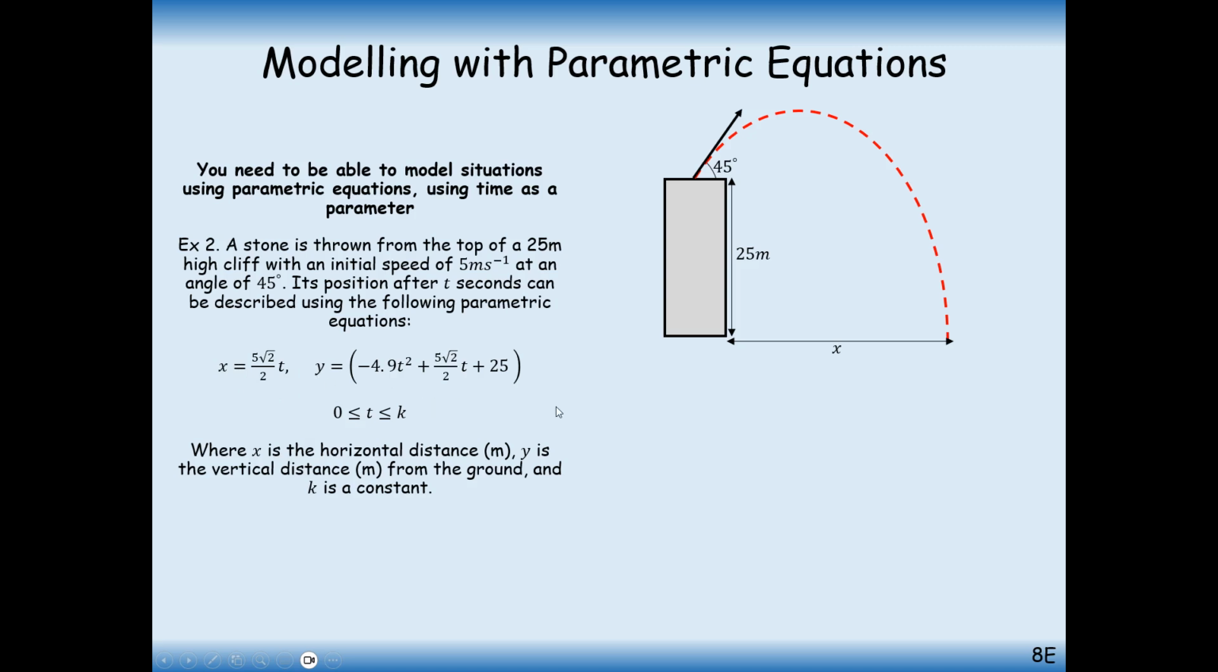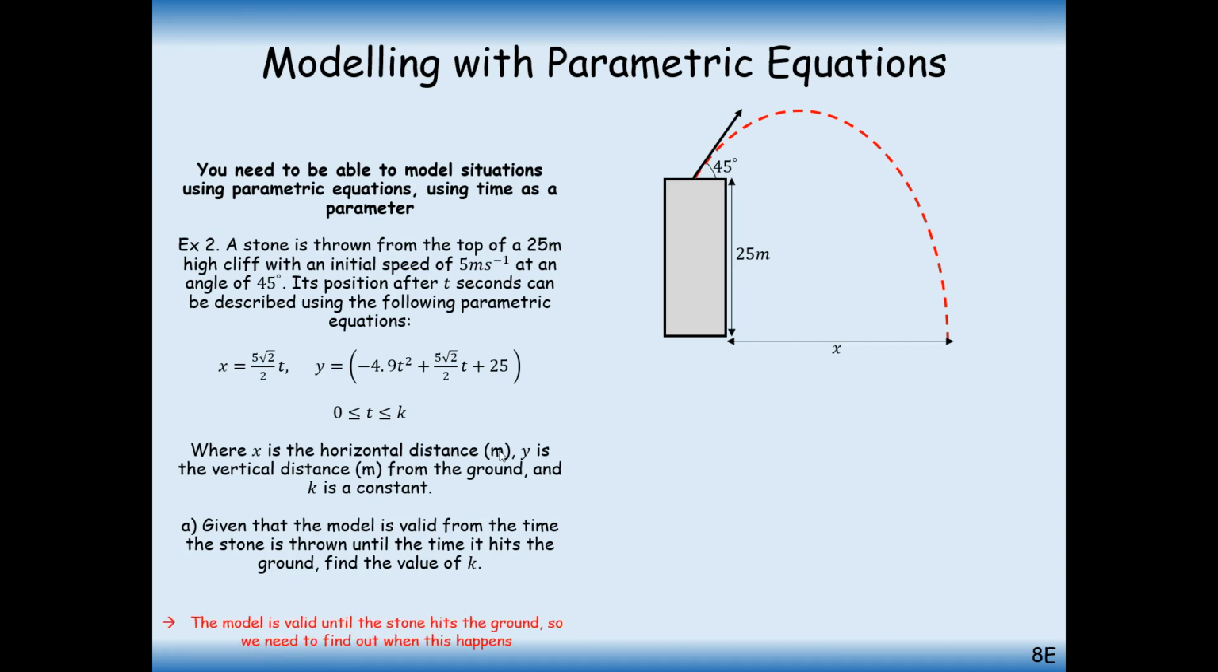The position of the stone along its trajectory is given to us with these equations. The y value is a negative quadratic, and the x value is a constant multiplier of t. So x is the horizontal distance traveled, representing the displacement in the x direction, and y is representing the displacement in the y direction. Given that the model is valid from the time the stone is thrown, that means t is more than 0, and it hits the ground, find the value for k.